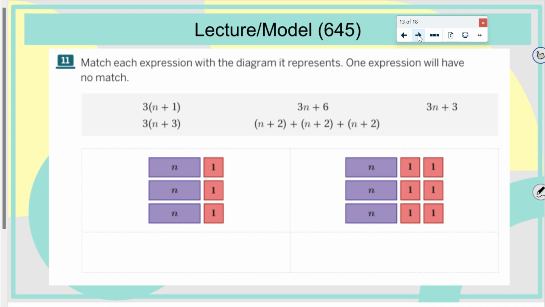Match each expression with the diagram it represents. One expression will not have a match. All right, let's look at the first group over here. We have n's, and we have 3 of them. And then we have 1's, and we also have 3 of them. So first let's look. Do we see anything that says 3 n's plus 3 more? Yes, we do.